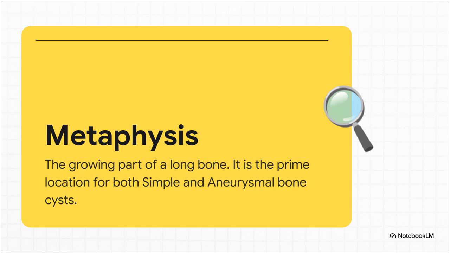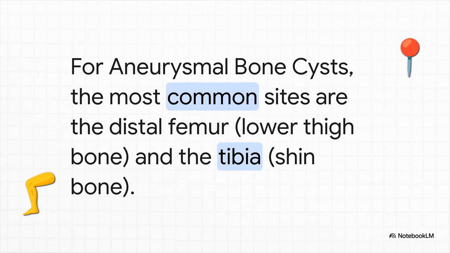Now, let's check the map for our other suspect, the ABC. The locations are just a little bit different, but it matters. While it also likes the metaphysis, you're most likely to find an ABC in the distal femur, that's the bottom of the thigh bone by the knee, and the tibia, your main shin bone. See? Subtle differences, but for a detective, they're critical clues.